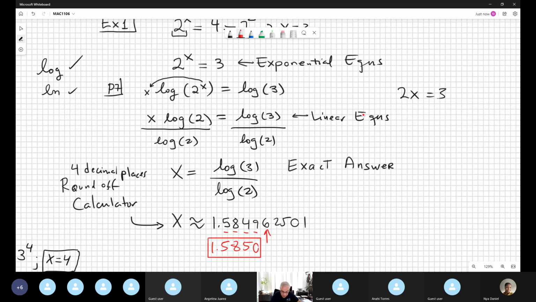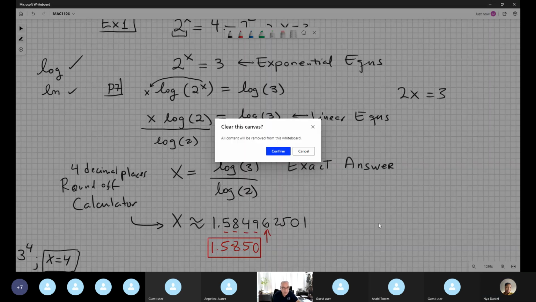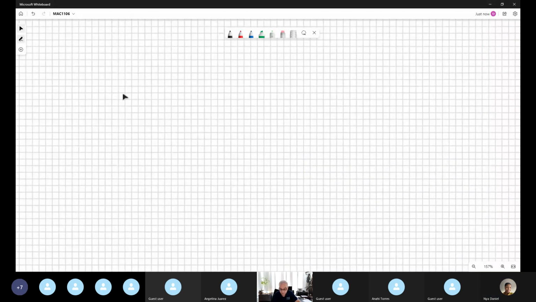Let's practice now. Let's practice solutions of that kind of equation. May I erase the board or not yet? Yes. Okay, example 2 now. A little bit more complicated. Not too much, but a little bit.